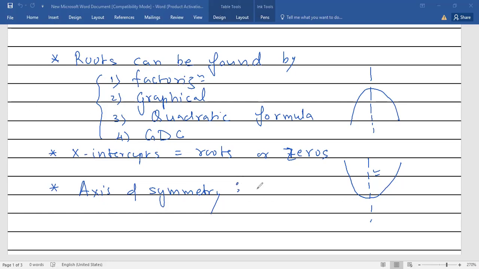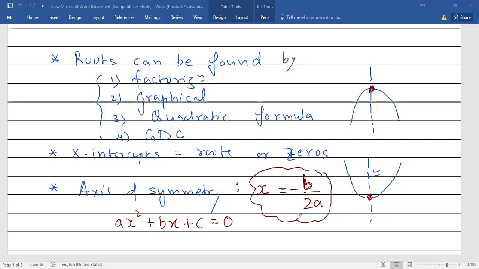So how to find the axis of symmetry? The axis of symmetry is found by writing x = -b/2a. So this a and b correspond to that particular equation ax² + bx + c = 0. From this equation, we take out b and a and put them here to get the axis of symmetry. And this x is also the x coordinate of the vertex. This is called the vertex. Once you get the x coordinate of the vertex, if you plug the value of x into the original equation of y, you will get the y coordinate also.